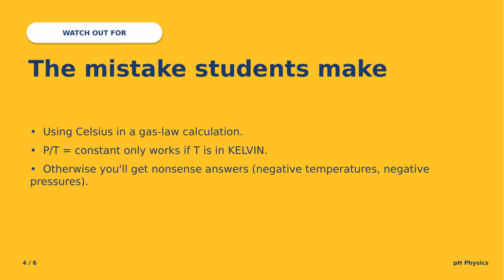Common slip, using Celsius in a gas law calculation. P over T is a constant, only works if T is in Kelvin. Otherwise, you'll get nonsense answers like negative temperatures and negative pressures.